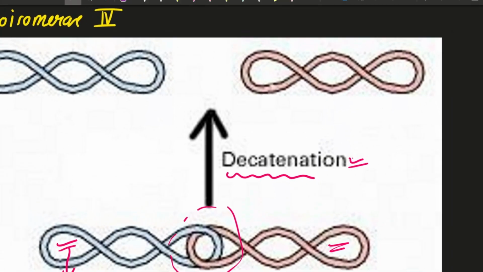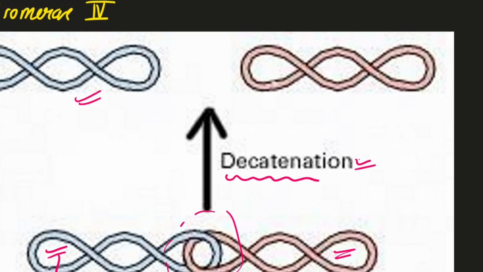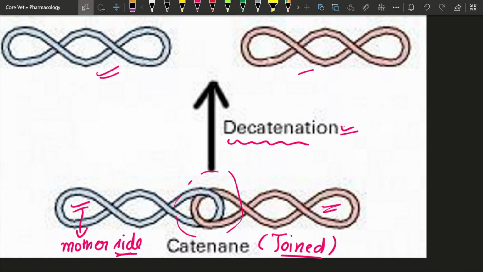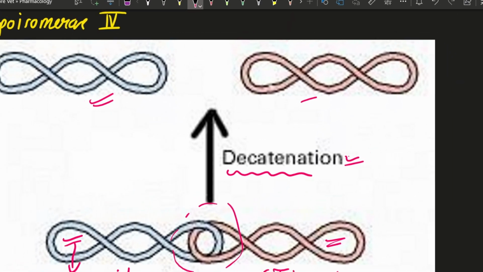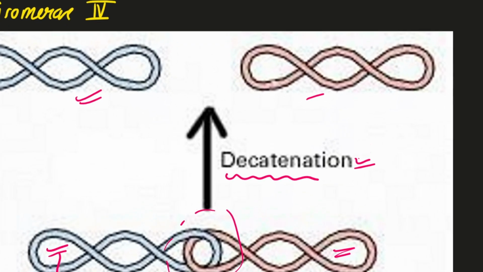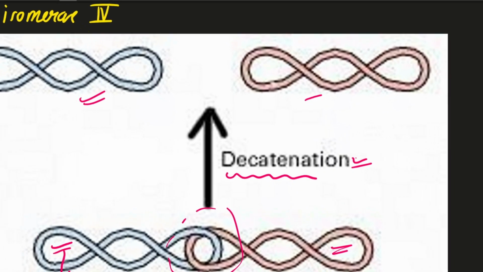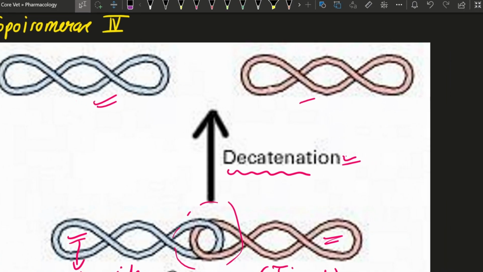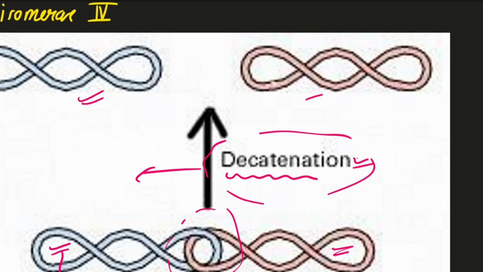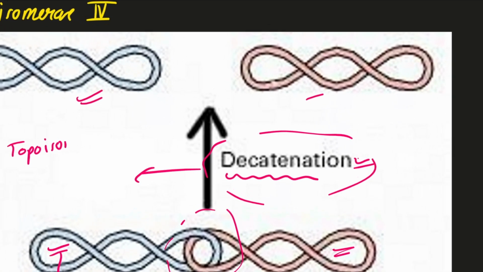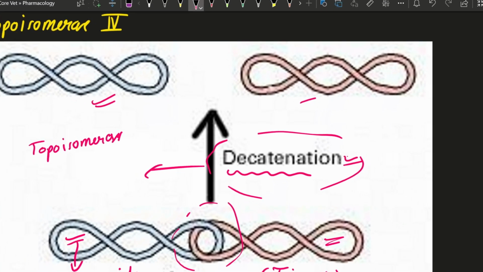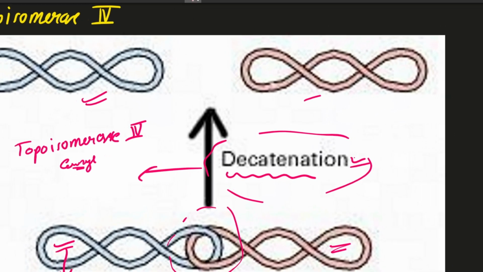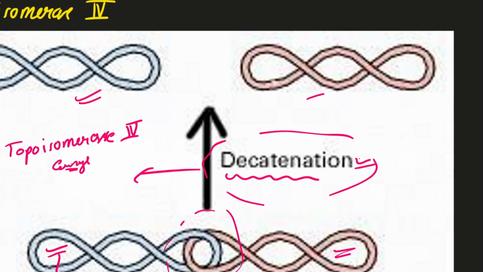So after the decatenation, both the DNA are separated from each other. Earlier they were in the catenated form. After the decatenation, these strands of the DNA are separated, and each daughter bacterial cell will receive one of them, right? It is clear. So this decatenation process is done by what? It is done by the topoisomerase 4 enzyme, right?